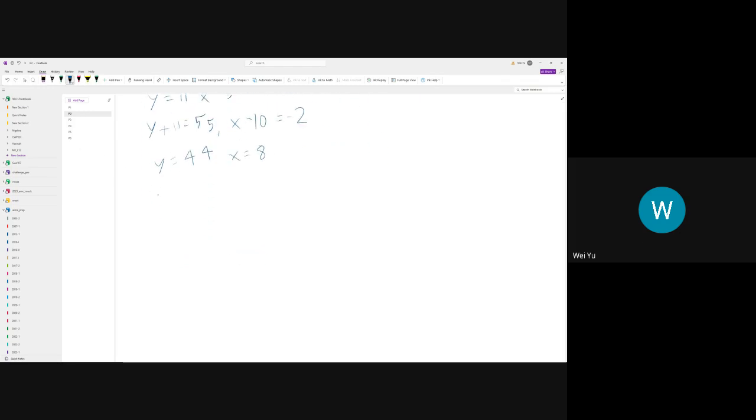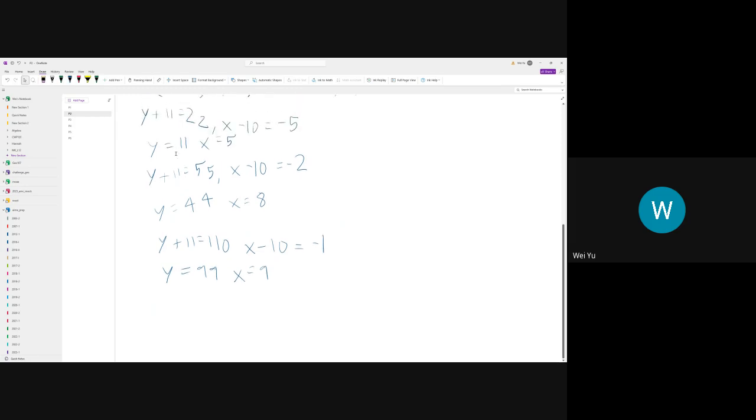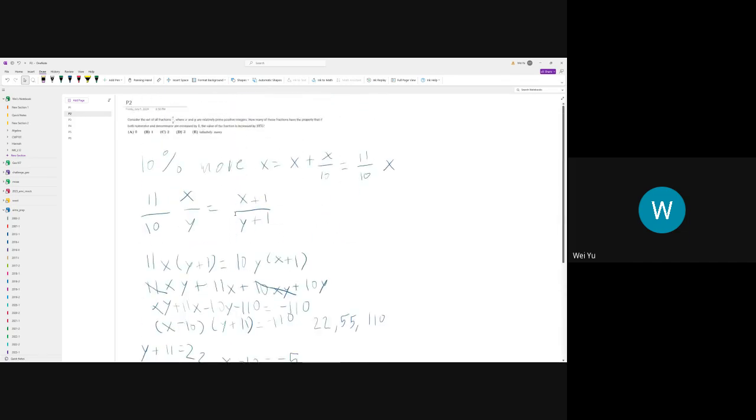And lastly, y plus 11 equals 110 and x minus 10 is equal to negative 1. So we have y is equal to 99 and x is equal to 9. This also doesn't work because they have a common factor of 9. So the only solution is y is 11 and x is 5. So the answer is B, 1.